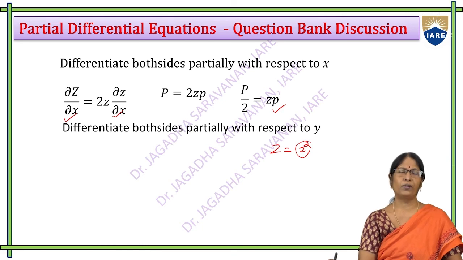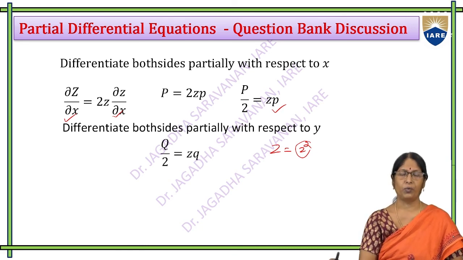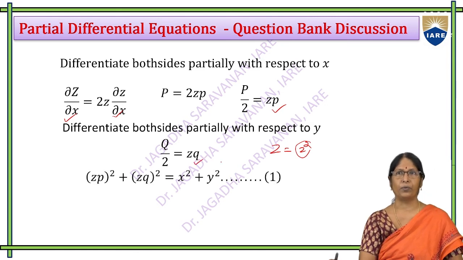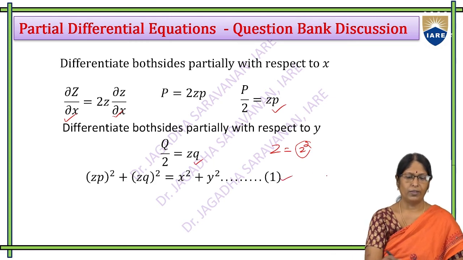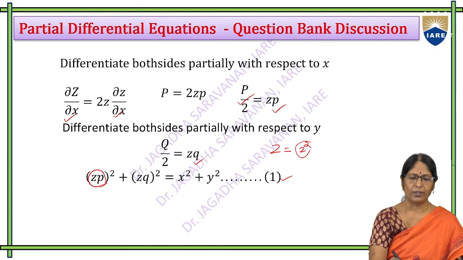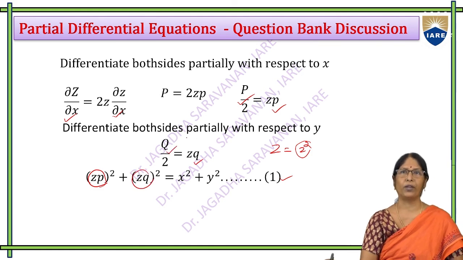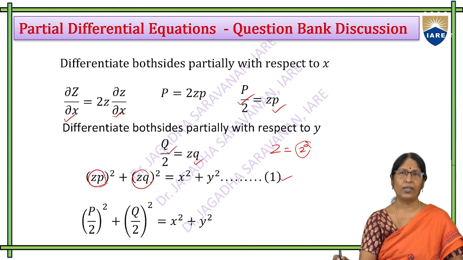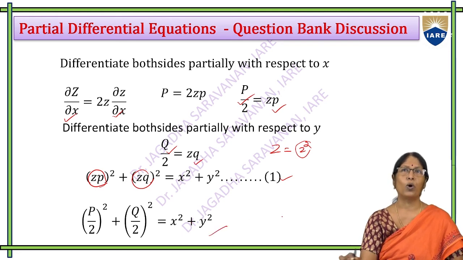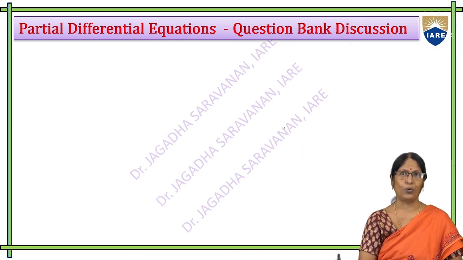The same treatment we give for y: capital Q by 2 equals zq. We substitute these in our given equation 1, where zp and zq are replaced by P by 2 and Q by 2. Now we notice our standard form 6 is reduced to an equation which has p, q, x, y. It is nothing but standard form 3. From now, what steps are to be followed for standard form 3?